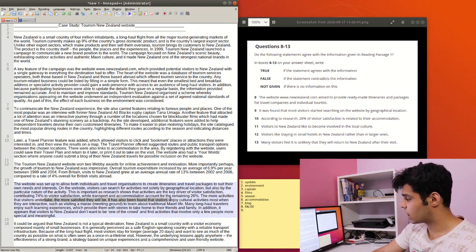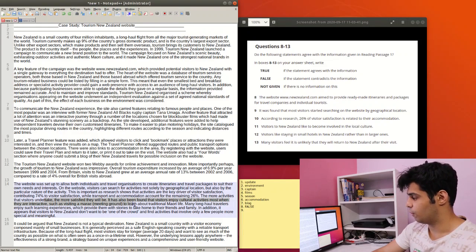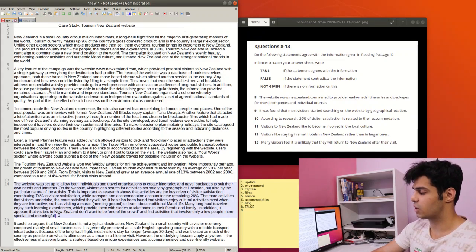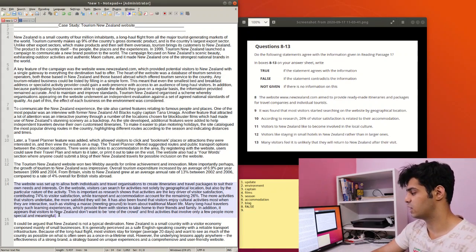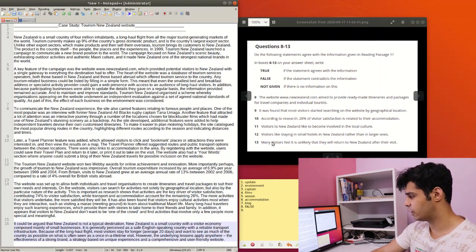It has been found that visitors enjoy cultural activities most when they are interactive, such as visiting a marae meeting ground to learn more about traditional Maori life. Many long-haul travelers enjoy such learning experiences which provide them with stories to take home to their friends and family. In addition, it appears that visitors to New Zealand don't want to be one of the crowd and find activities that involve a few people more special and meaningful. They don't want to be in the crowd, not where a lot of people are doing these activities. Okay, so I think this paragraph actually gave us a lot of answers. We can go ahead and read the next one, but I think I can do some questions over here.